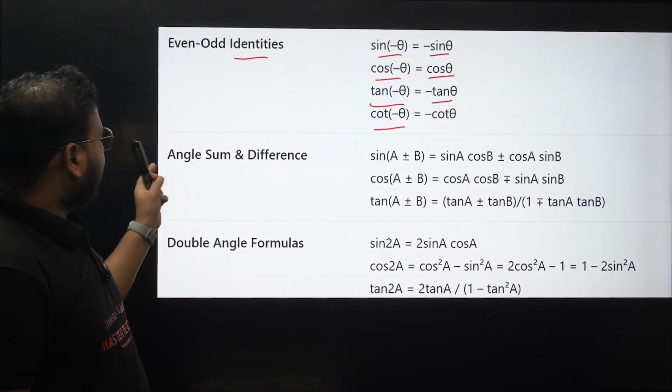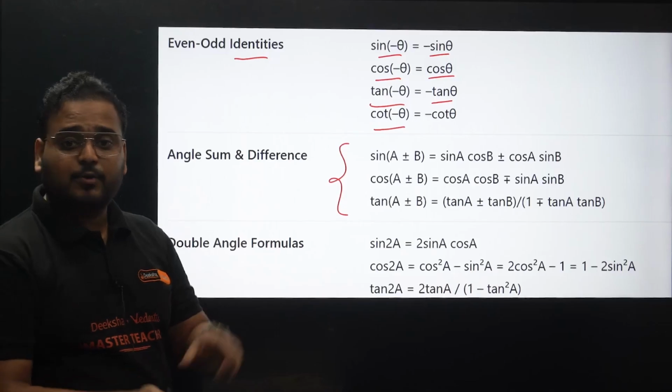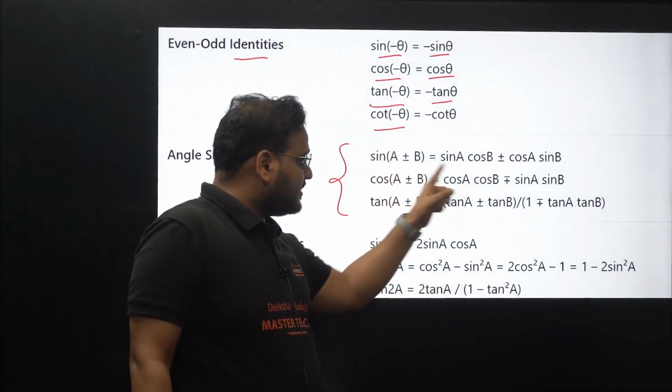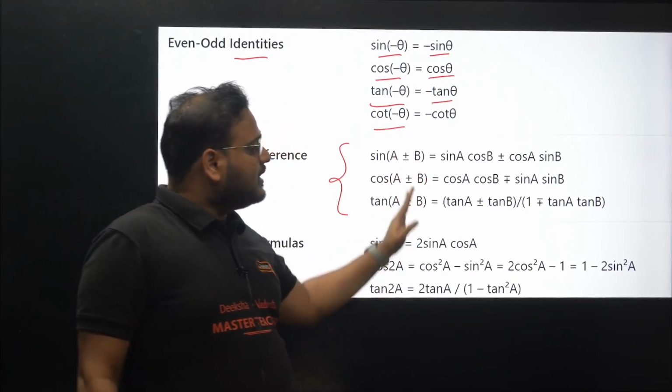Angle of sum and difference, very important. Please download this PDF and follow the signs properly. Here we have plus first, here we have plus here. Here we have negative as minus sign. Basically we have 6 formulas over here.